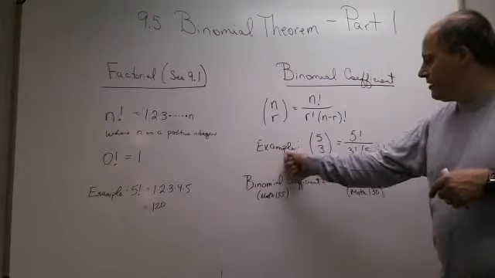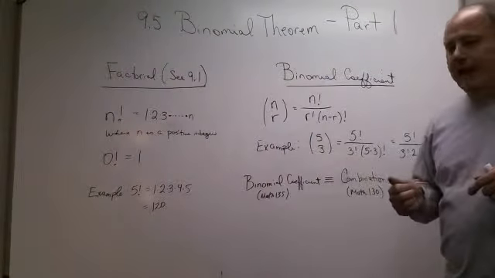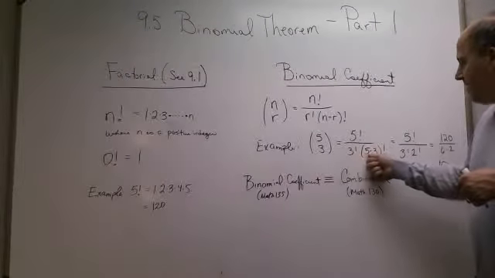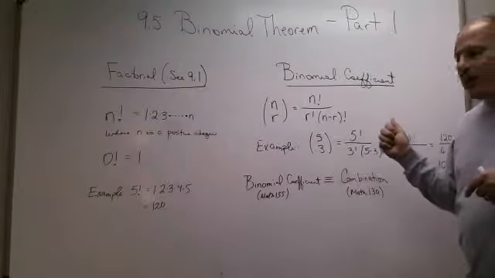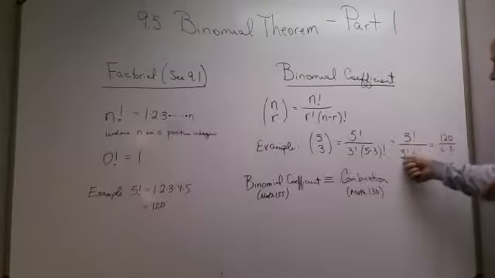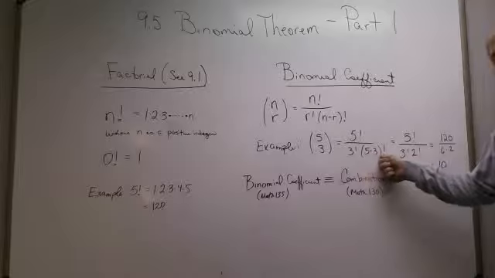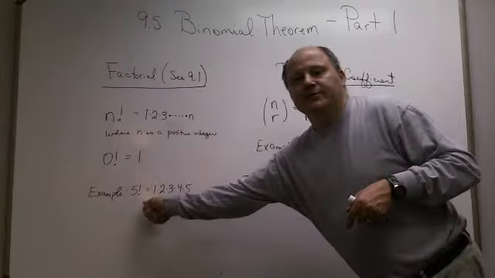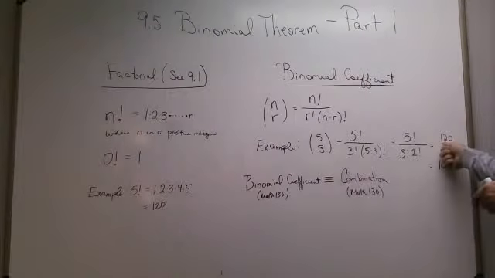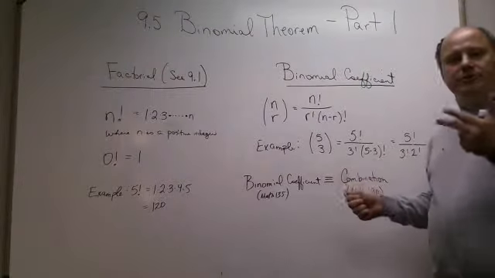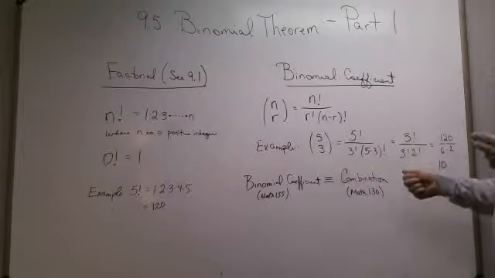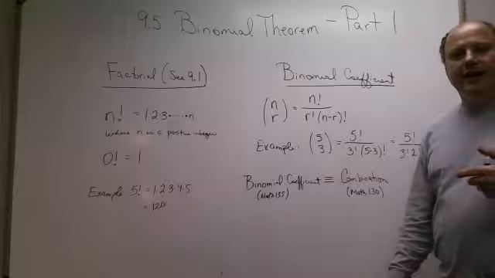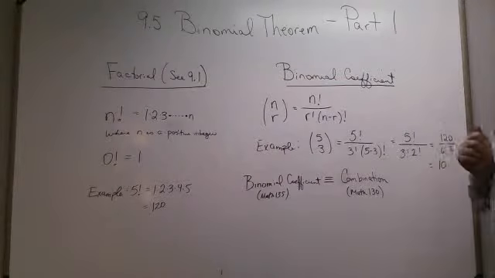But here's an example that I like to choose. It's 5 choose 3. So it's 5 factorial over 3 factorial times 5 minus 3 factorial. And when you do the math, 5 factorial over 3 factorial times 2 factorial, because 5 minus 3, of course, is 2. And 5 factorial, remember, is 120. So 120 over 3 factorial, which is 1 times 2 times 3, which is 6. 2 factorial is 1 times 2, and 6 times 2 is 12. And 120 divided by 12, of course, is 10.